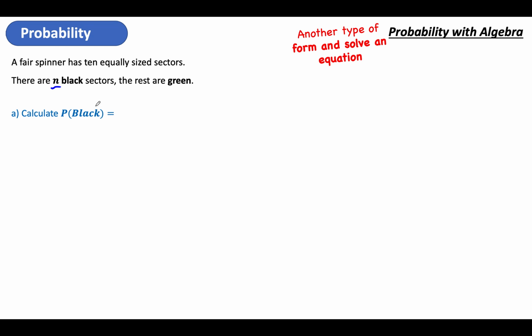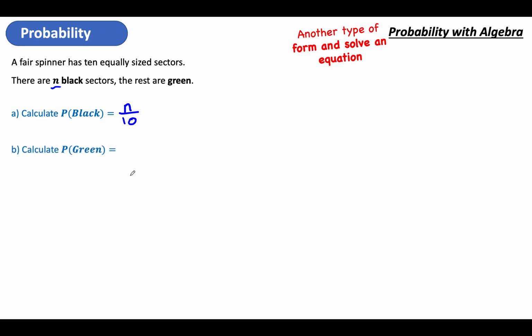Well, think about how we would usually do this. We would do it usually as a fraction. So in this case, it's out of 10 because there's 10 sections in all, and n of them are black. So the probability of black is n over 10. That's it, straightforward, you see.